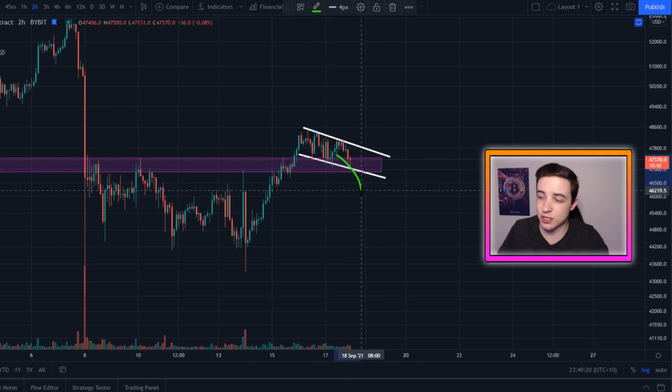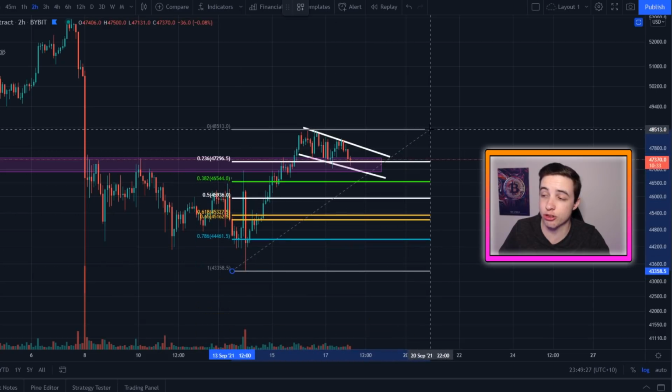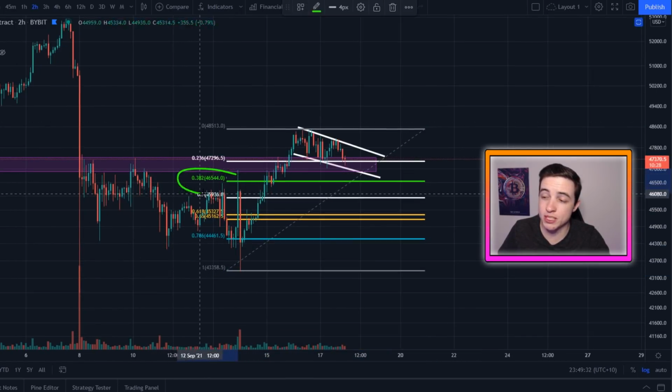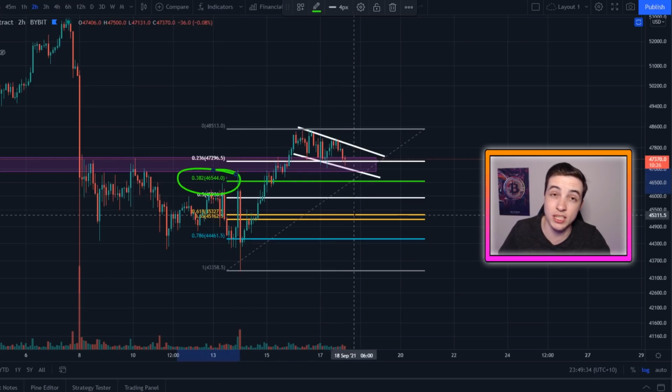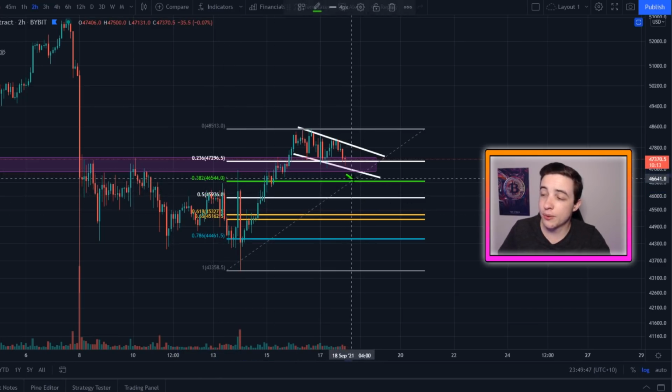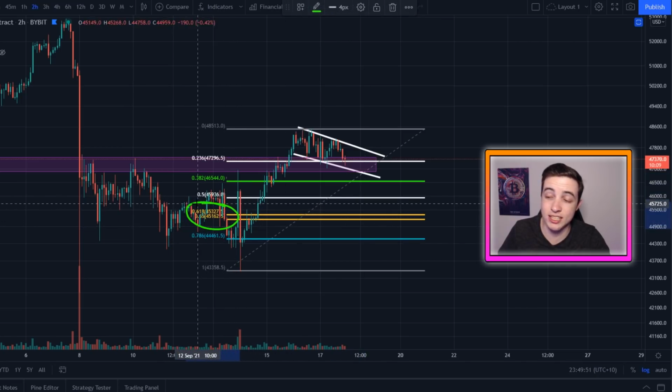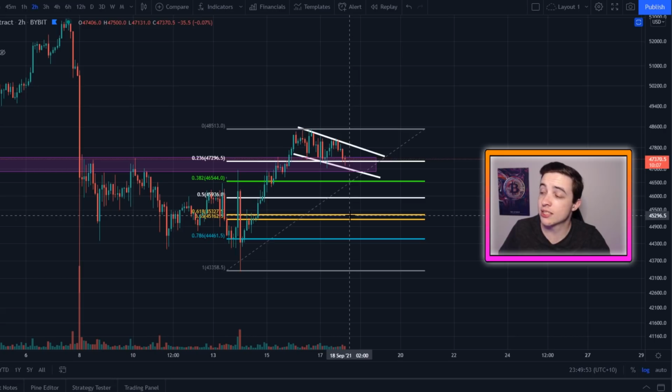Obviously, a move to the downside will only be confirmed if we start losing some of these significant support levels just here. And in that case, bringing out the Fibonacci retracement tool, an immediate level that I would be paying attention to is the 38.2% Fibonacci level coming in at around $46,500. Anything lower than that, and I will be shifting my focus right into the golden pocket just here, the 61.8% Fibonacci level, starting at around 45.3K approximately.